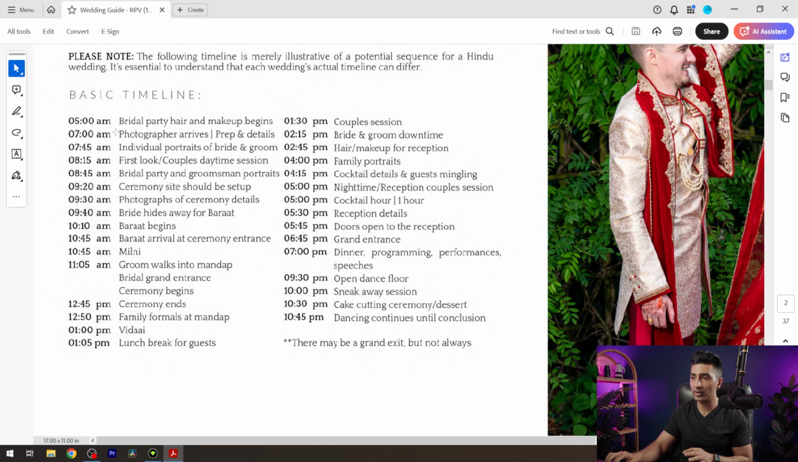Okay, so general timeline: the photographer arrives around 7. Again, you're going to adjust this based on your specific day. We'll then spend about 45 minutes capturing individual portraits of yourself and your fiance, which is then going to be followed by your first look.